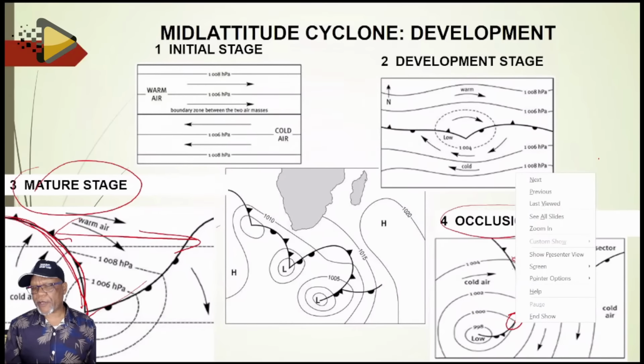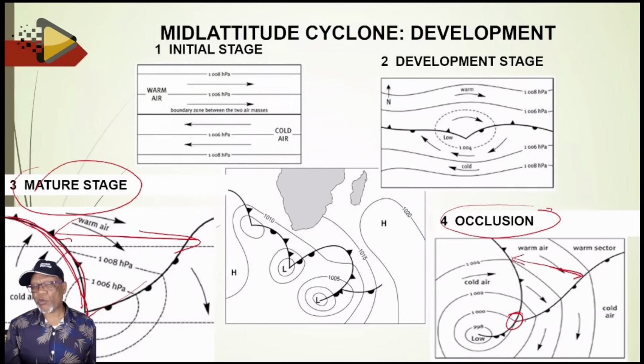And as the cold front catches up with the warm front, what do we get there? We get occlusion. So why does the cold front catch up with the warm front? Number one, the cold front moves faster. Why does it move faster? Because of the steeper gradient. And then it ends up catching up with the warm front. And then why is the warm front moving slower?